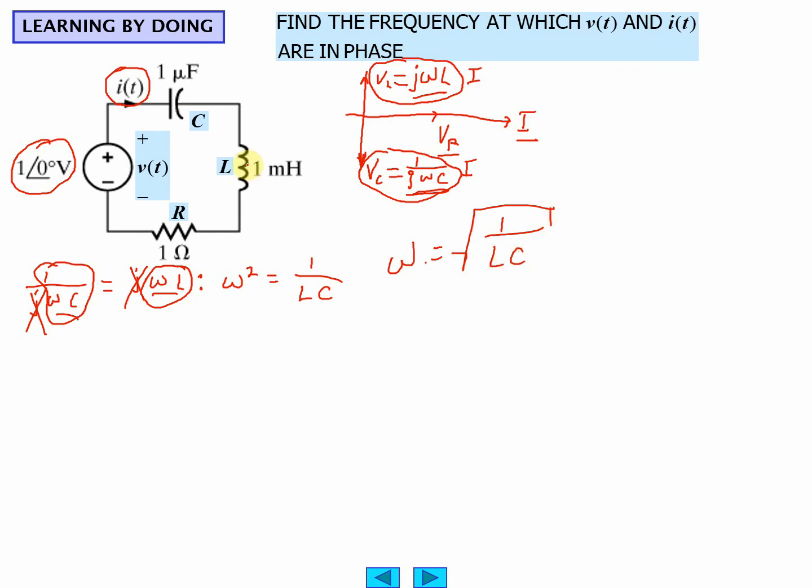And of course you can crunch the numbers. 1 millihenry times 1 microfarad gives you a nano, not nanohertz, nano radian squared per second squared. And so you get the square root of 10 to the negative 3 something times 10 to the negative 5 rads per second.